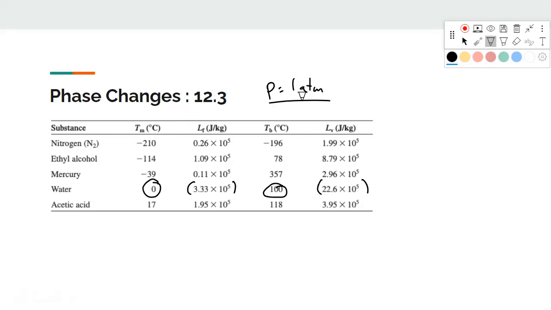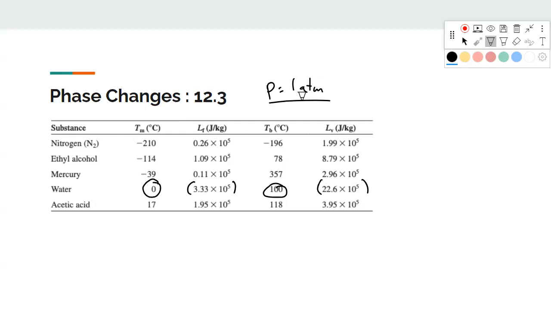In contrast, we can look at acetic acid that has a higher melting point. So it's easier to turn it into a solid, and there's less energy associated with that. And then it has a higher boiling point, again, with less energy relative to water associated with that.